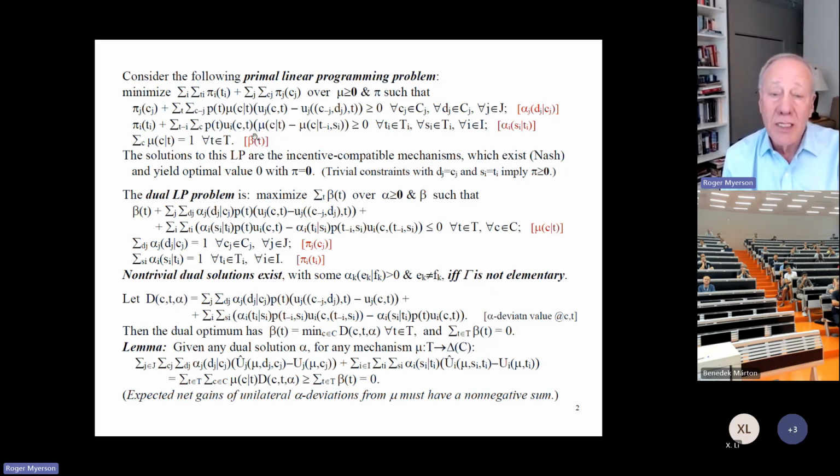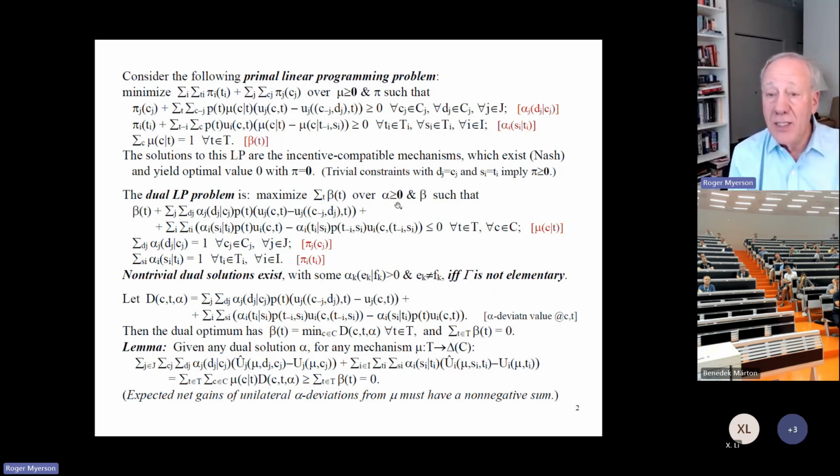And then the probability constraints have Lagrange multipliers or dual variables, and there's one for each profile of types. I'll call that beta of T. So those are the variables of my dual problem. The solutions to the linear program, this LP, are the set of incentive compatible mechanisms. Because of Nash's theorem, we know the optimal value is zero and has all the pi's equal to zero. I note here again that the trivial constraints imply that although I called pi a free variable, it's implicitly non-negative because of the trivial constraints.